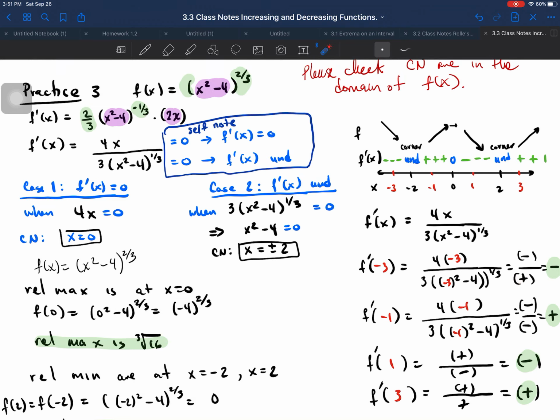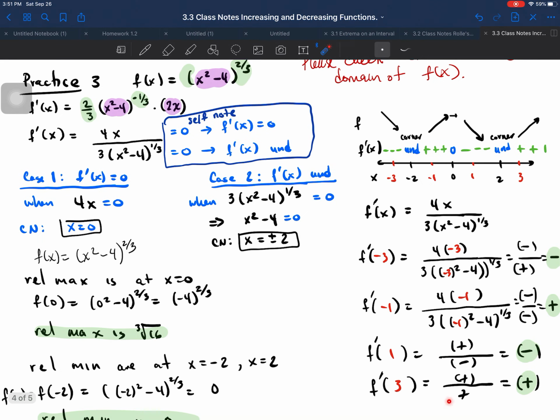Now I'll try -1. -1 times 4 is going to be a negative number. -1 squared is going to be 1. 1 minus 4 is -3. -3 to the 1/3 is like the cube root of -3. That could be negative. So negative times a positive gives you negative. So negative over negative gives you positive.